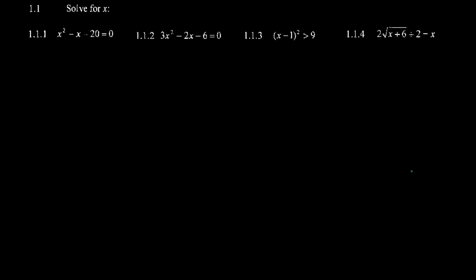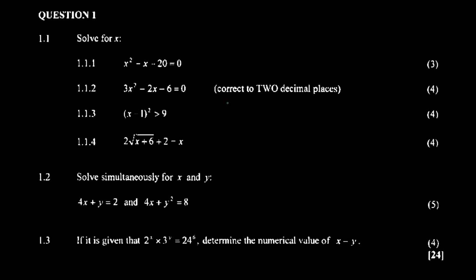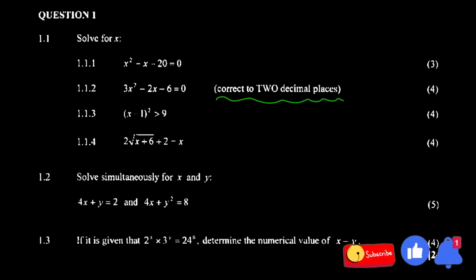So this other part actually doesn't ask us to use any factorization per se, but then it has this guideline. It says correct to 2 decimal places. When they tell you this, it simply means you don't have exact roots, as in the previous equation that we had. So you're actually supposed to use the quadratic formula, which is obviously advisable.